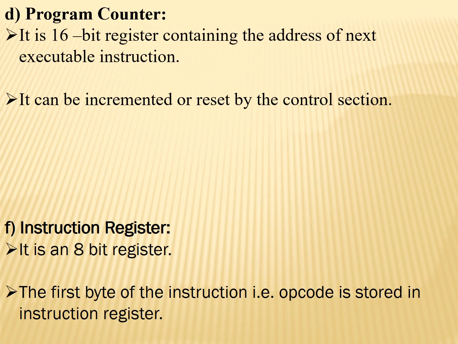Program counter. It is a 16-bit register containing the address of the next executable instruction. As we said, it is just like a guide which helps the microprocessor to execute the program in a sequential way. It can be incremented or reset by control functions. So we can automatically increment the program counter after the execution of one instruction, and it is reset by the control instruction. Reset means the program counter will become 0000.